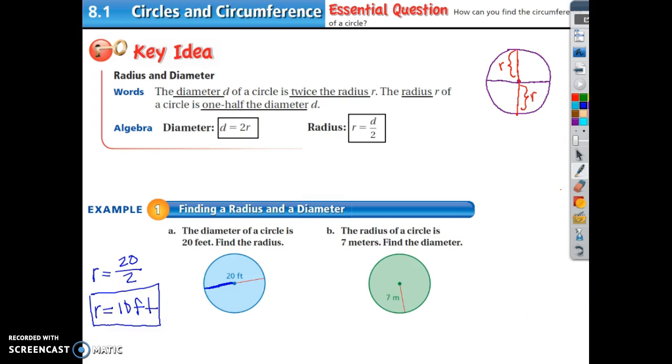Now example B, the radius of a circle is 7 meters. We need to find the diameter. Well, our radius is 7, so that means that halfway across the circle is 7 meters. We want to know what's the distance all the way across the circle. Using our formula above, diameter equals 2 times radius. So diameter is equal to 2 multiplied by the radius, which is 7 meters. So diameter is equal to 14 meters. It takes 7 meters to get halfway across, so it takes 14 meters to get all the way across the circle.